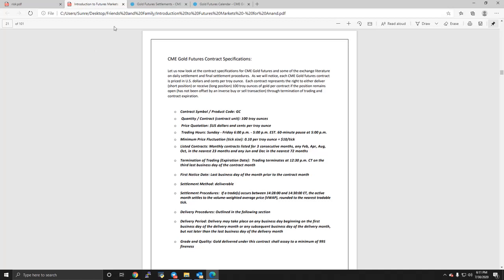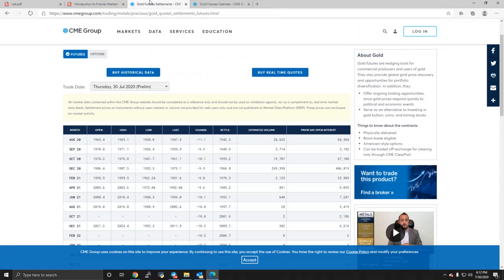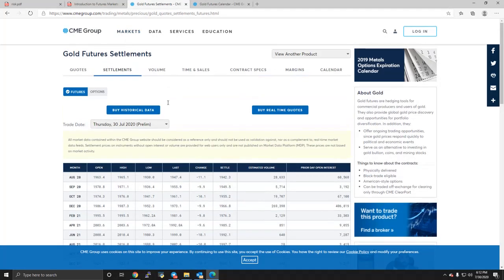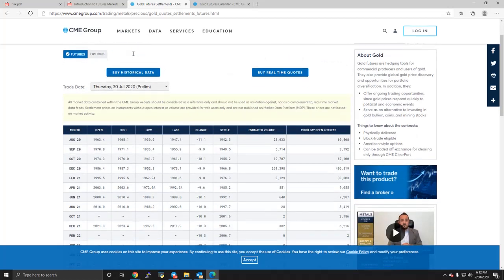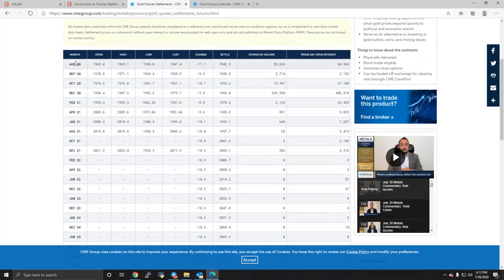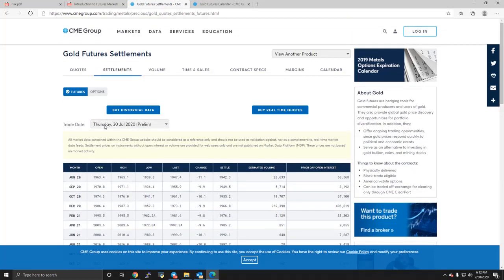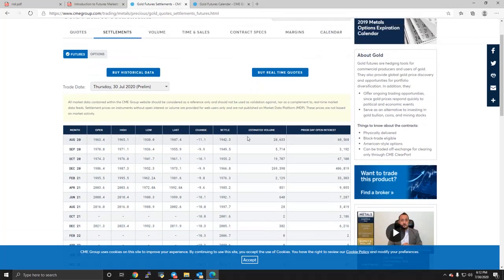So with that in mind, let's take a quick peek at the CME website. And this is a settlements tab on the CME where we can look at all of the actively traded contracts, and we can see an open price, high price, low, last traded price, and the net change from the prior settlement. This settlement is the price for Thursday, July 30th, 2020. And over here we see estimated volume and prior day open interest.